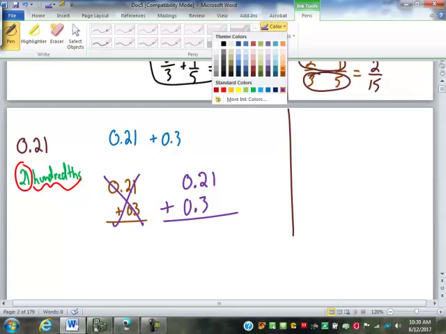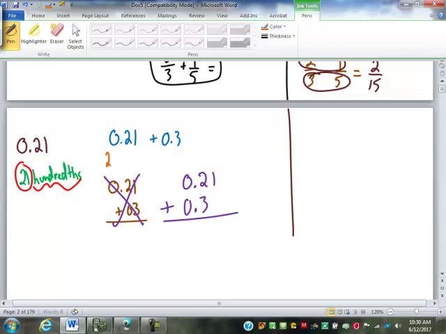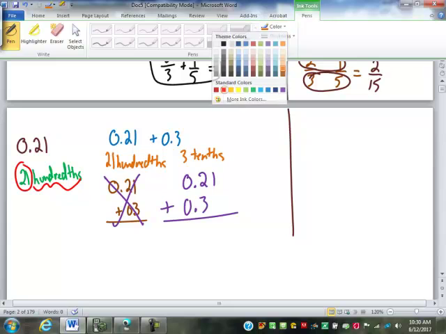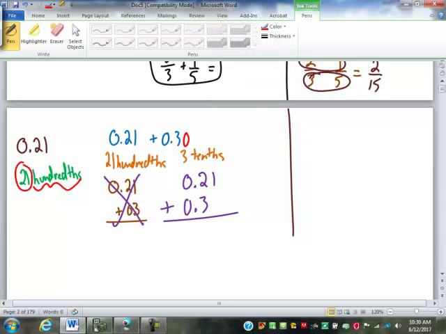Okay, yeah. It has to do with the names. This is 21 hundredths here. This is 3 tenths. They have different names. So really what we're doing to give them the same name is we're adding a 0 there. So it's 30 hundredths instead of 3 tenths. So when we do that, then the decimal points automatically line up. When we add them, 21 and 30 make 51.